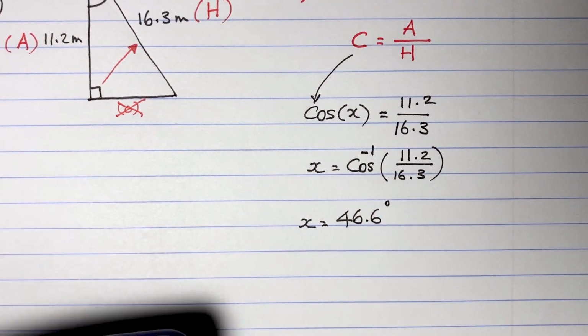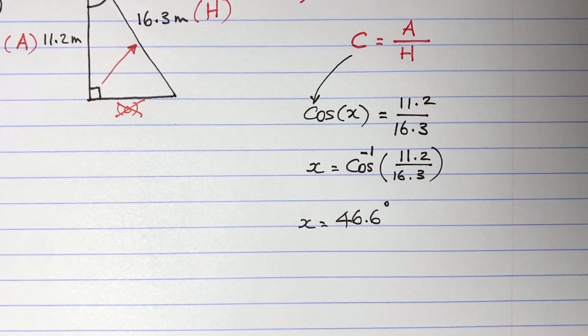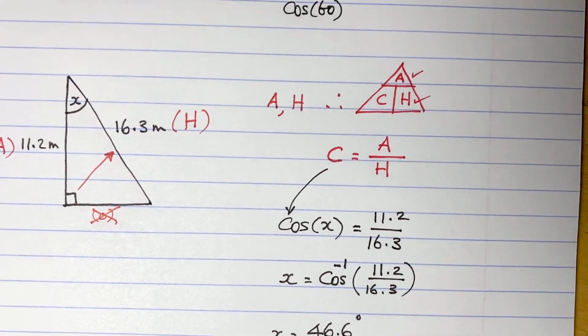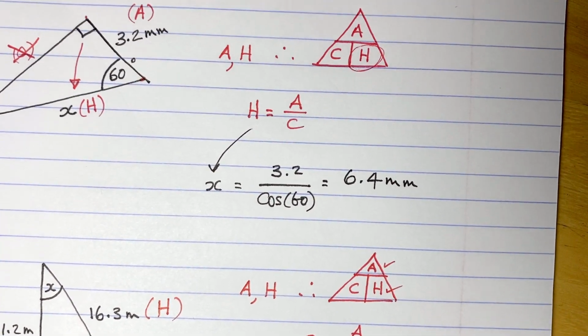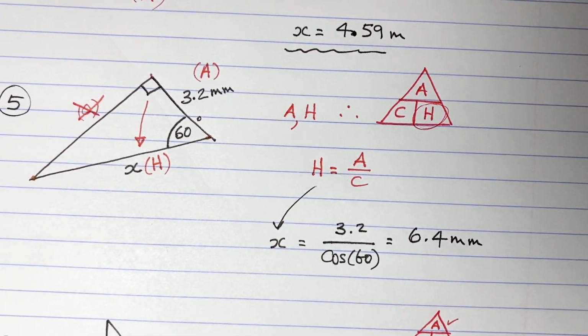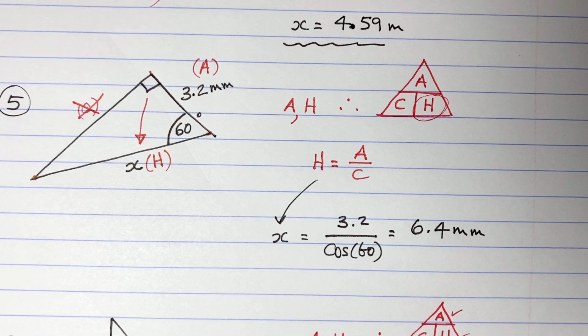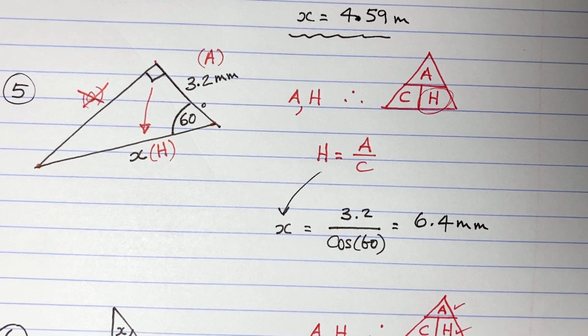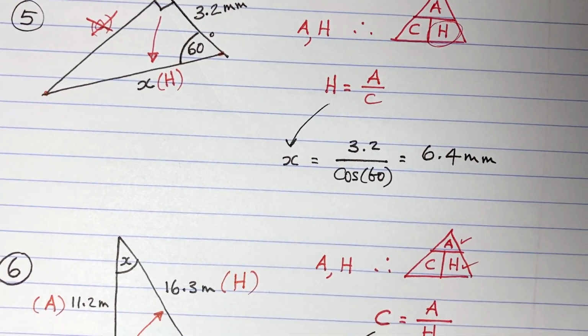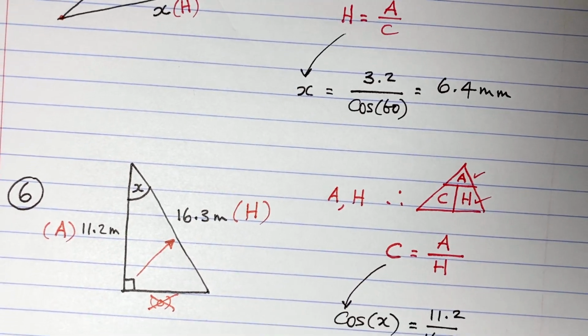Now, this concludes all the situations that you needed to know about trigonometric ratios involving cos. In the next lesson, I shall introduce the last trigonometric ratio, which is tangent.